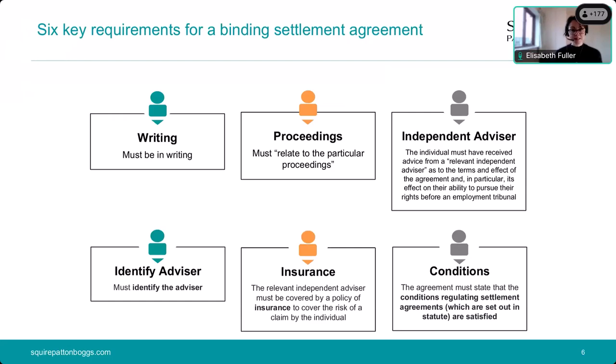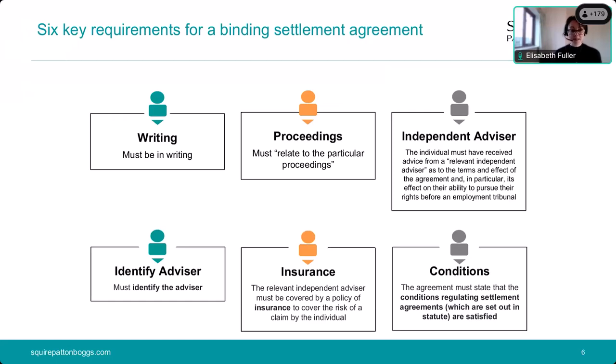Now, a relevant independent advisor is usually going to be a qualified solicitor or barrister, although it can't be one who works for or advises the employer. But it could also be a trade union representative, for example, or an advice centre representative who has authority to give advice on the settlement agreement. The relevant independent advisor must be identified within the settlement agreement as well. That is, their name must be set out within the agreement, as well as the name of their firm or the union.